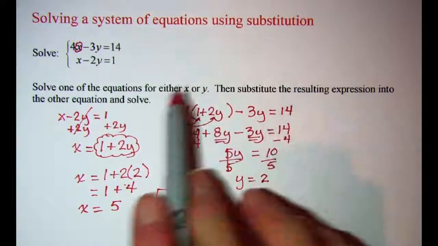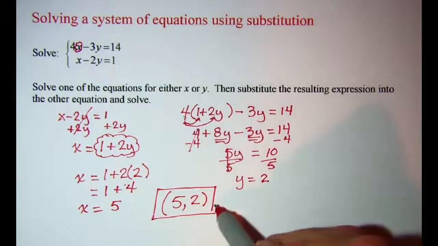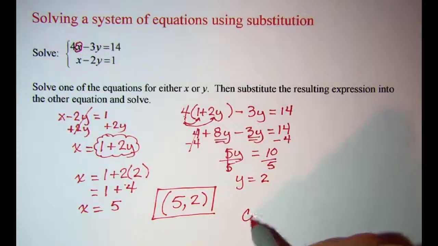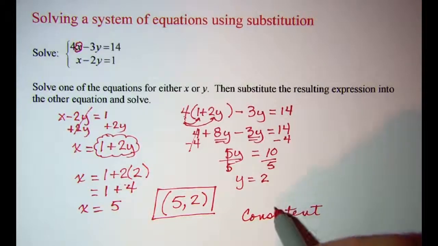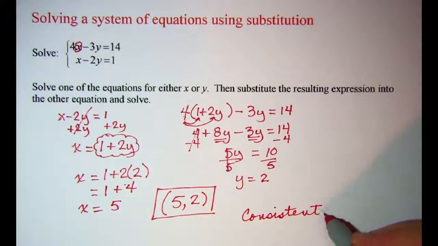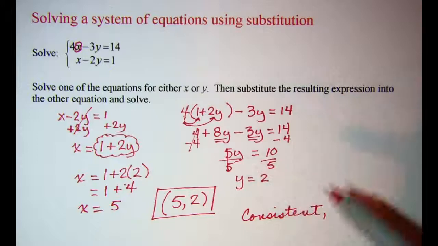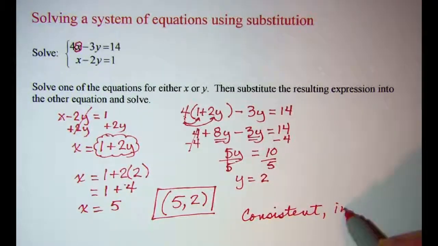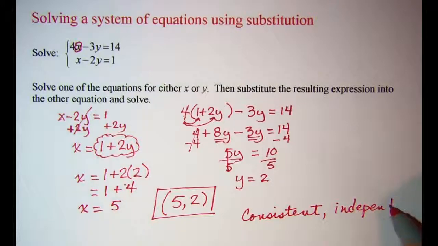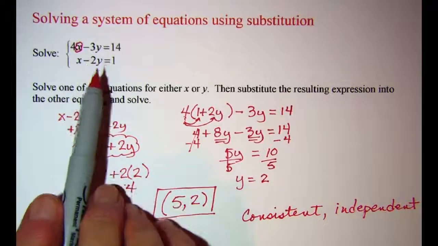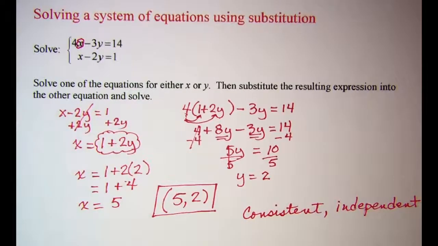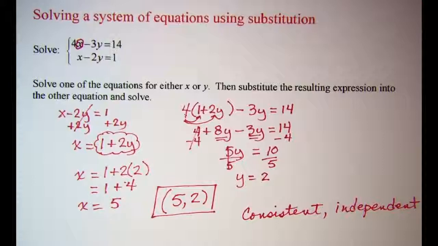By the way, this system is consistent because there is a solution and the equations are independent, because you can't get one of the equations by manipulating the other one. All right, let's do another example.